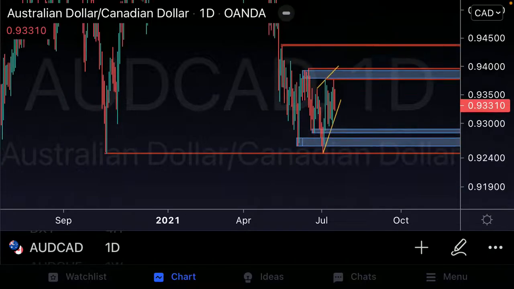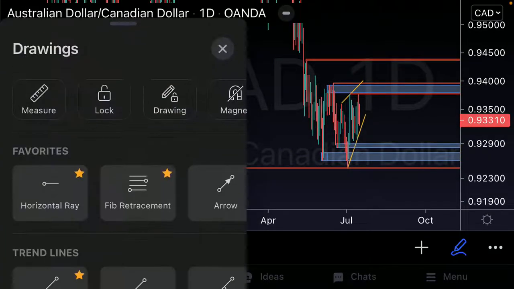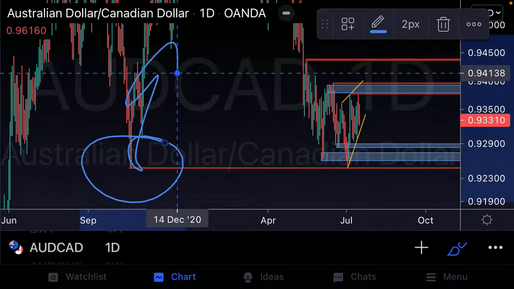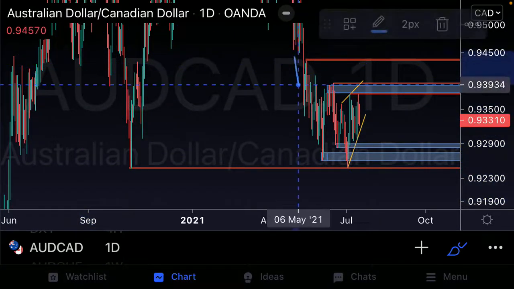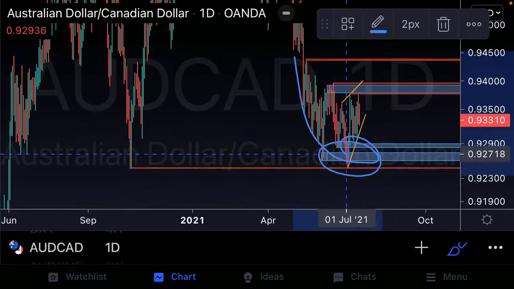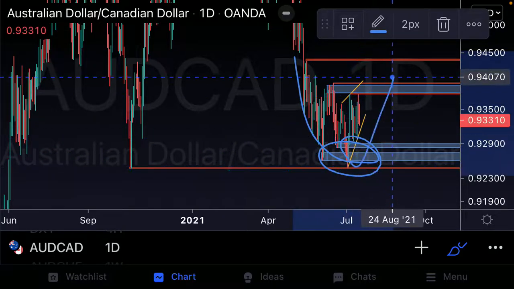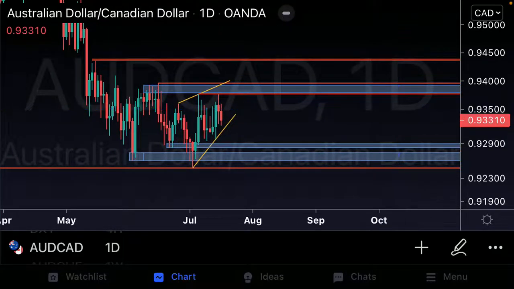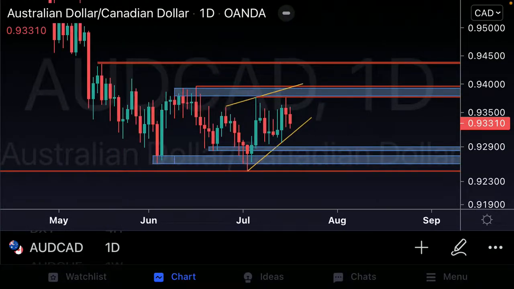We're going to be looking at Aussie CAD. We'll start on the daily, and what we can see, guys, from a daily perspective here is a market that has established some higher time frame support, pushed away from this higher time frame support, and now prices have returned back to this area where we've seen a previous bullish reaction from.